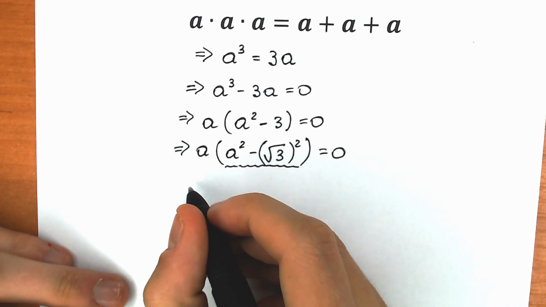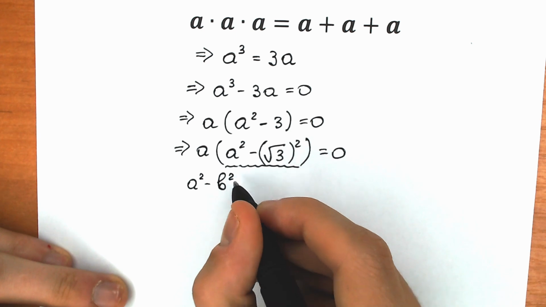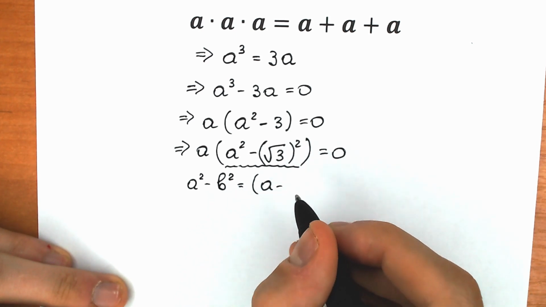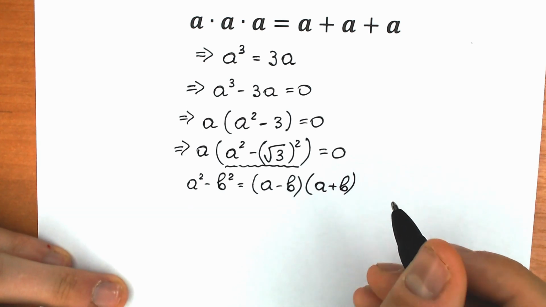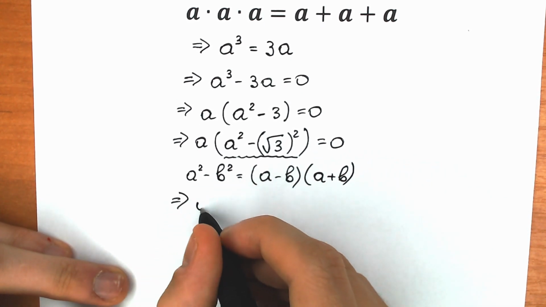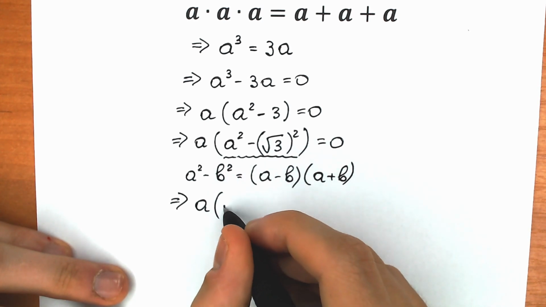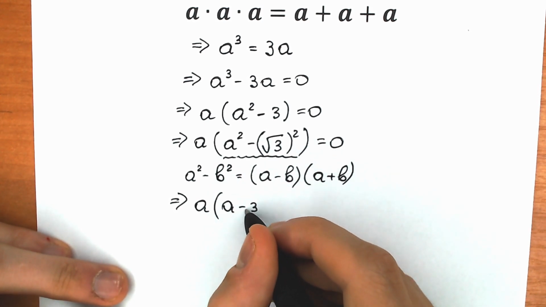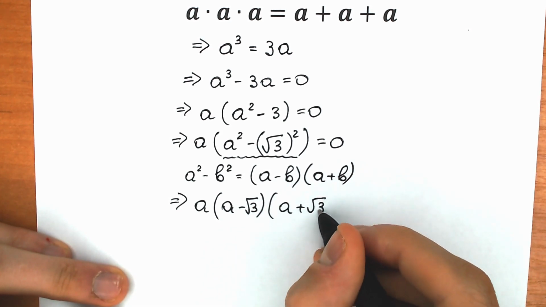Let's remember a really important school identity, the most important one. We have a square minus b square, which is a product of two parentheses: a minus b and a plus b. Let's apply this formula right here. As a result, we have a, and inside the parentheses a minus square root of 3, and a plus square root of 3, according to this formula.